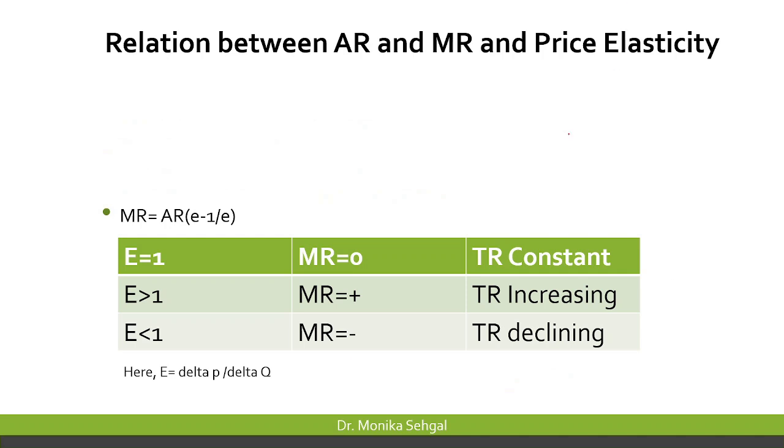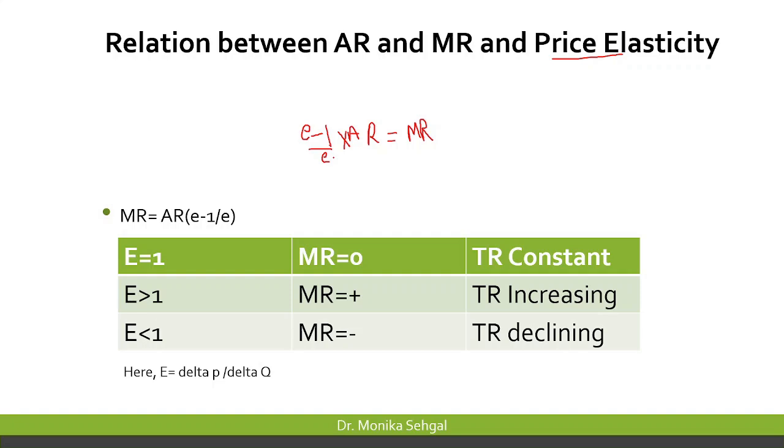Then what is the relationship between AR, MR and the price elasticity? MR is equal to AR into (E minus 1) divided by E, where E is the elasticity of demand. Whenever we multiply it with AR, we get the marginal revenue. And whenever we divide the MR by (E minus 1), we can calculate the average revenue.